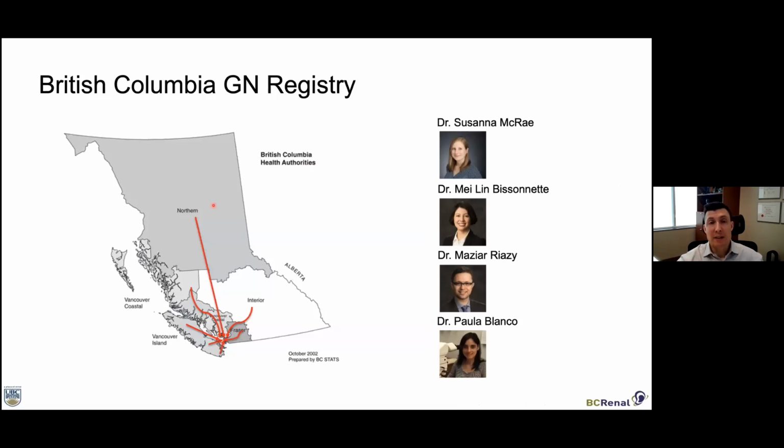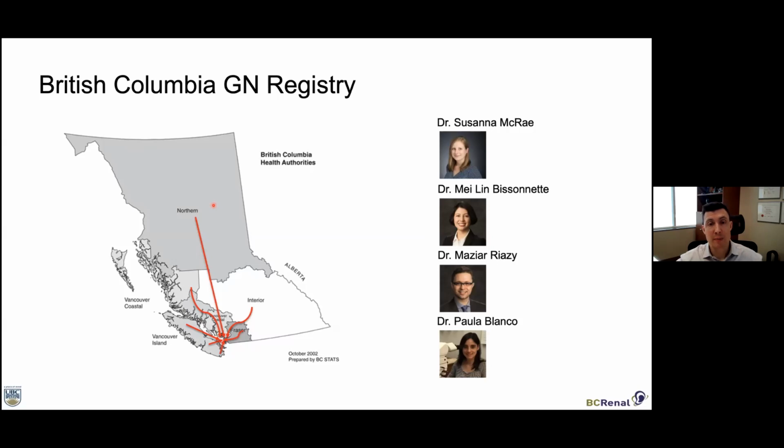Now, as I said, describing the proportion of biopsies that show IgA nephropathy is not the same thing as describing the true incidence of a disease. And it's actually very hard to get good quality population level data on the incidence of glomerular disease around the world. And so I'm going to present some data now that comes from our BCGN registry.